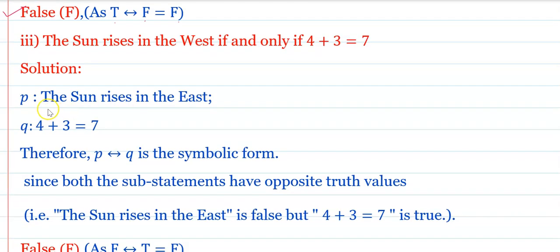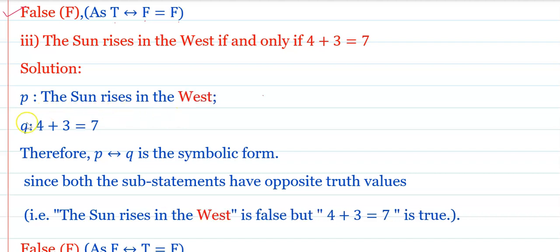Now in this case, here we'll write P as a statement: the sun rises in the west. And what about Q? 4 plus 3 equals 7. Then the symbolic form is P double implication Q. Since both sub statements have opposite truth values. How is it? The sun rises in the west is false. But 4 plus 3 equals 7.